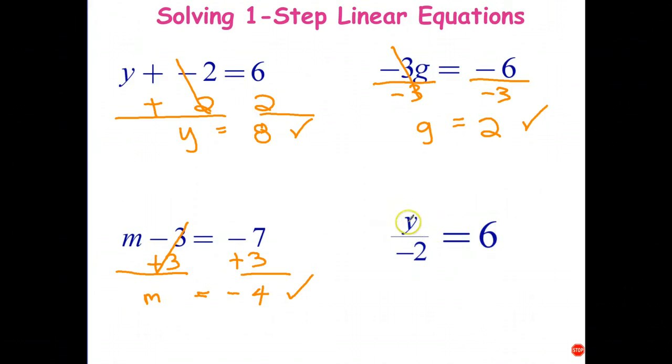And the last equation, the operation in here is divide by -2. So the operation I'm going to do to both sides is to multiply by -2. -2 divided by -2 is equal to 1, and 1 times y is just y. And 6 times -2 is -12. Quick check, -12 divided by -2. Well, a negative divided by a negative is a positive, and 12 divided by 2 is 6.